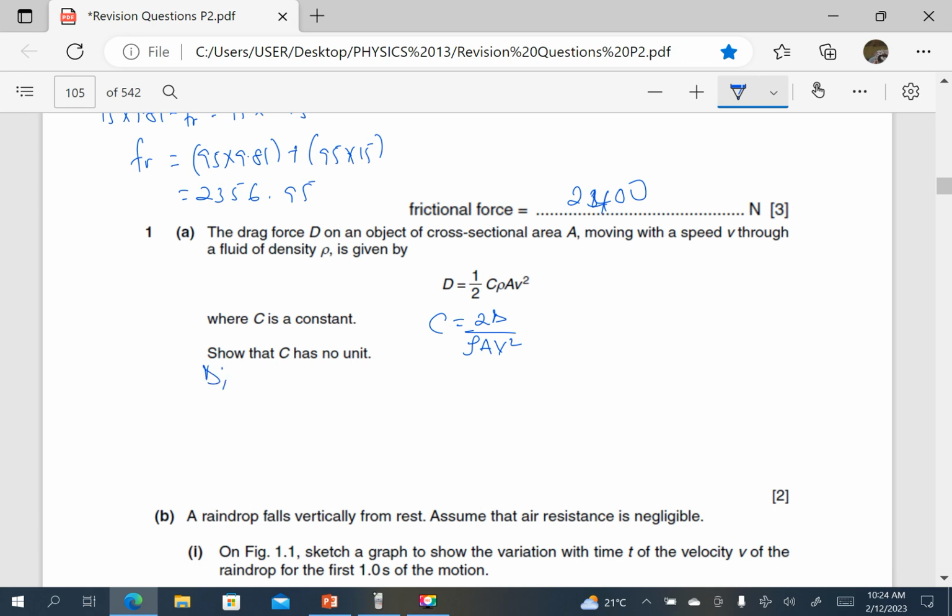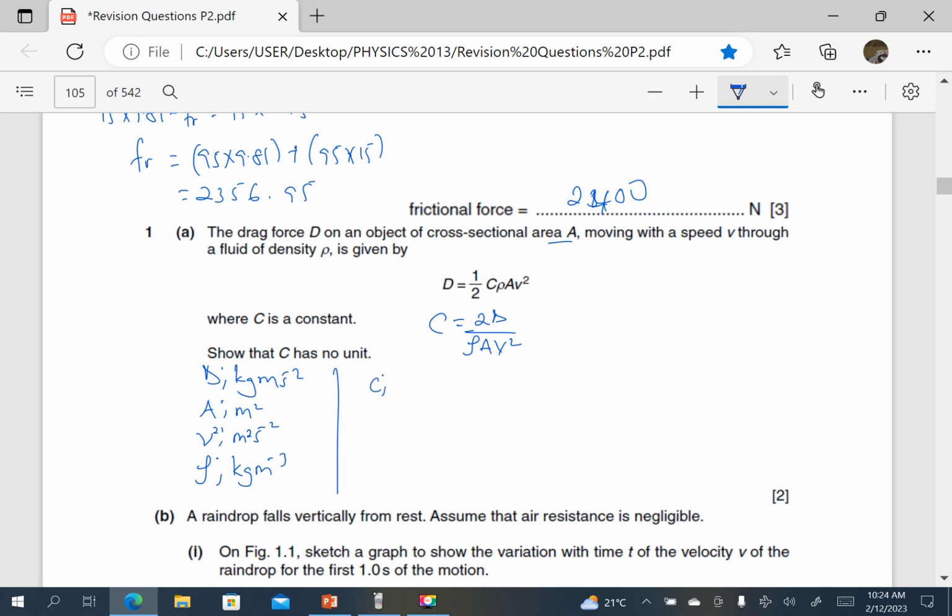So the units of D are going to be kilogram meters per second squared. Then A is area, that is meters squared. V is speed but is squared, so I will write meters squared per second squared. Then rho is density, so that will be kilogram per meters cubed. I think that is all. We just substitute now the units.